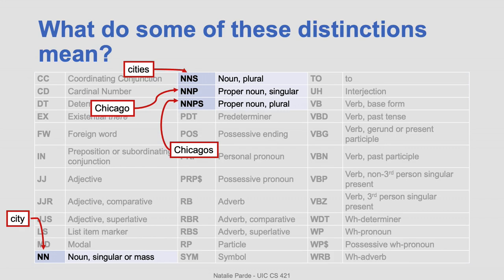Categories beginning with the letter N correspond to different types of nouns. There are 4 subcategories of nouns: singular common nouns, plural common nouns, singular proper nouns, and plural proper nouns.